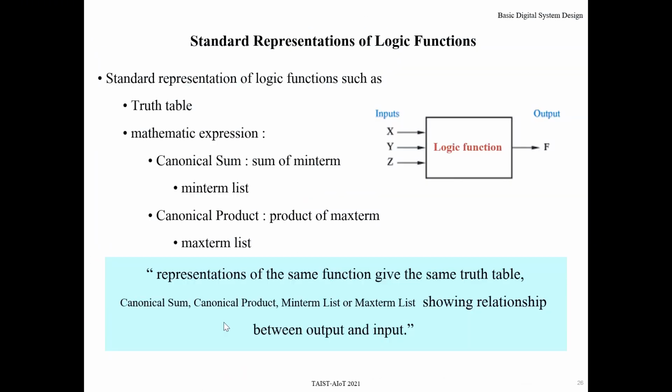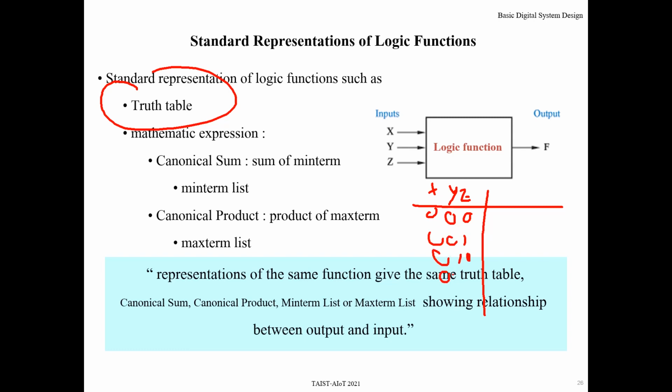Okay. Now, for standard representation, the basic representation is the truth table. Namely, if you write down a truth table with input variables x, y, z, and do the sequence of binary counting, then it becomes 000, 001, 010, 011, and so on until 111. For the same function, we will get the same truth table. So the table is the standard one.